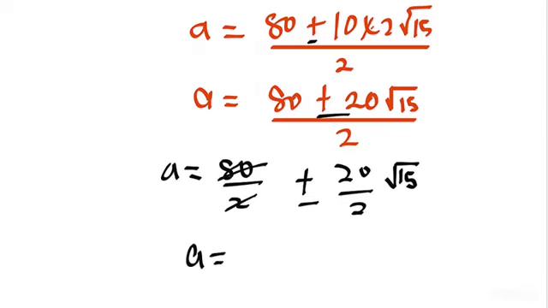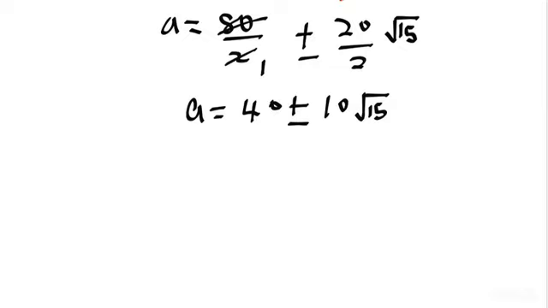We're going to have A equals, 2 here 1, 2 in 80, we're going to have 40 plus 10 root what? Root 15 plus or minus. So we have the solution to be A equals 40 plus or minus 10 root 15. So that is for A.